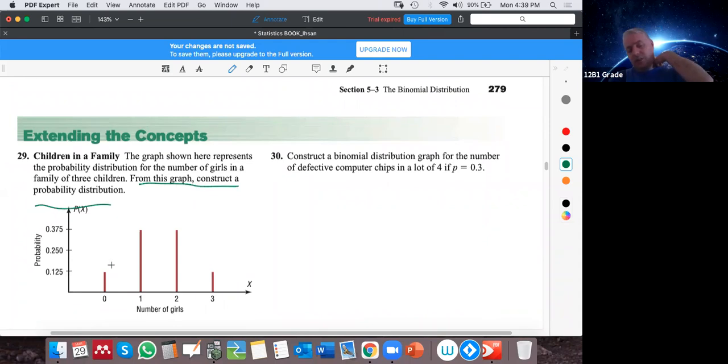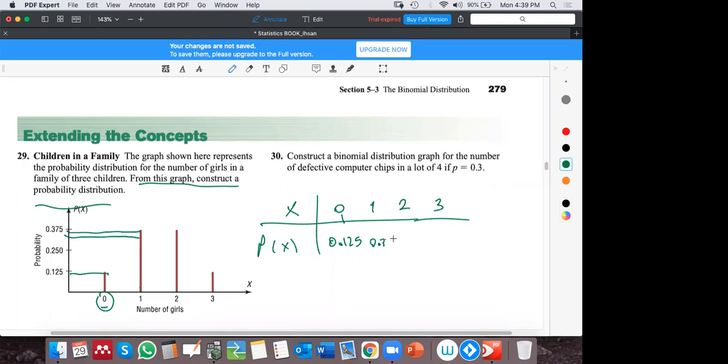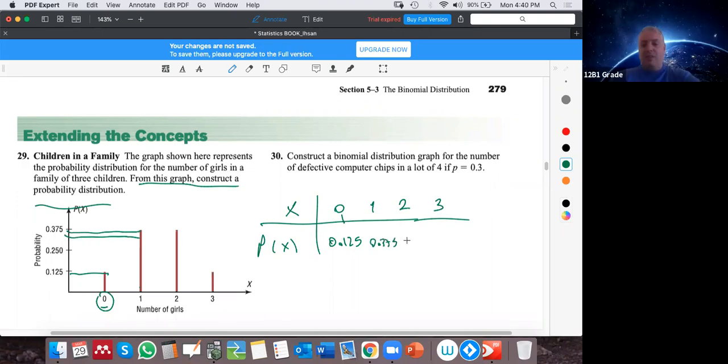For example, construct a probability distribution from this. How can you construct it? Yeah, it's a good idea to ask this kind of question. For example, x and probability of x: 0, 1, 2, 3. What is the probability of 0? It is 0.125. What about 1? It is 0.375. For 2, it is the same, 0.375. And for 3, it is 0.125. That's it. So the answer to this question is this.